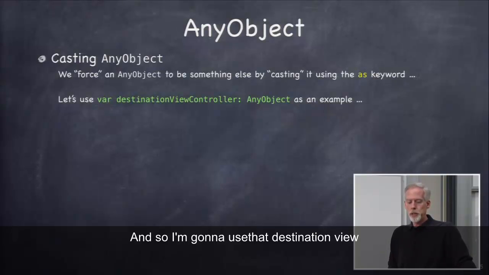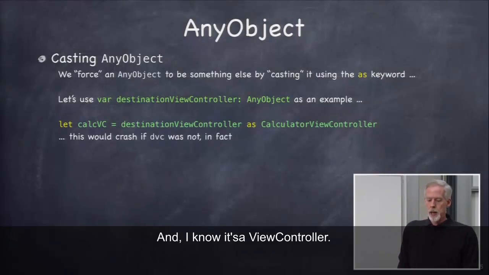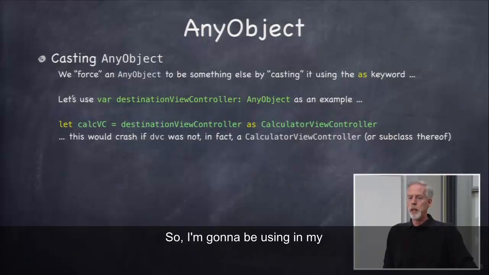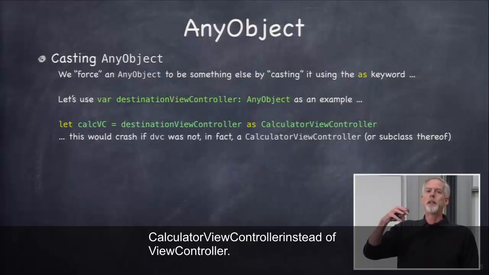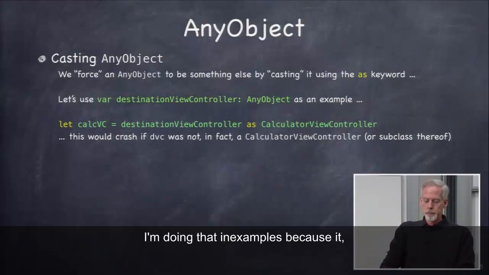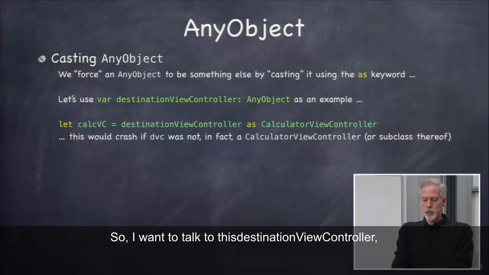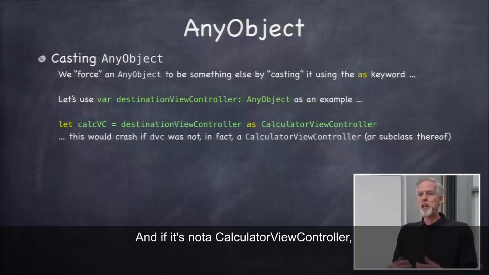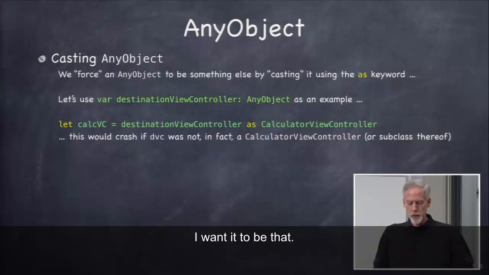And so I'm going to use that destination view controller thing as an example. So I've got this property, destination view controller. It's an any object. And I know it's a view controller, and I think it should be a calculator view controller. So I'm going to be using calculator view controller in my examples. Imagine we had called our calculator view controller instead of view controller. I'm doing that in the examples because it's just going to make more sense, okay?